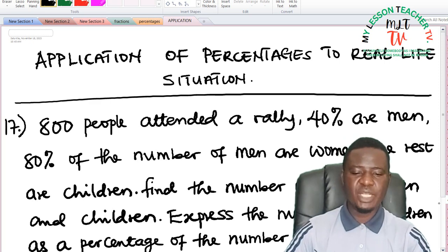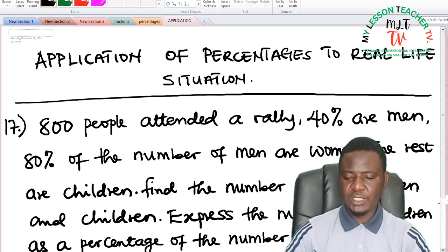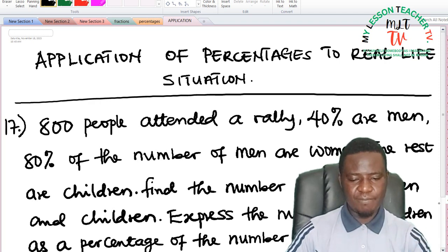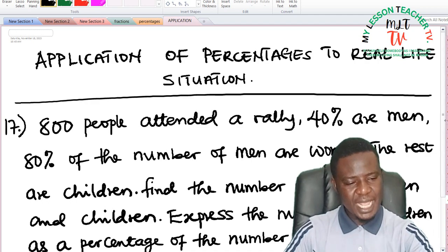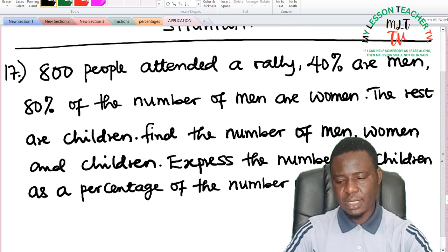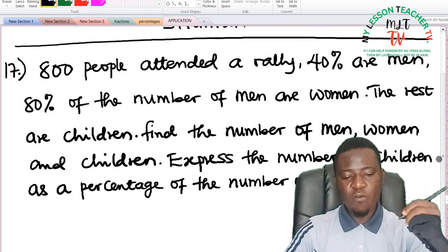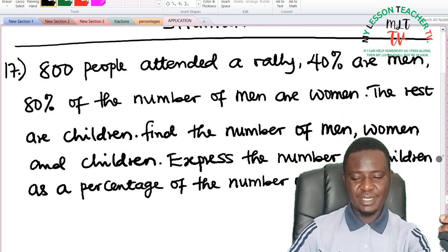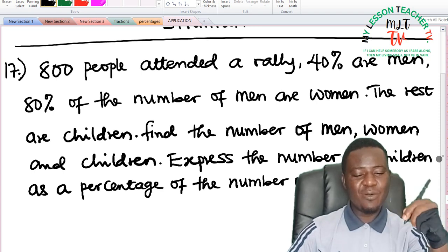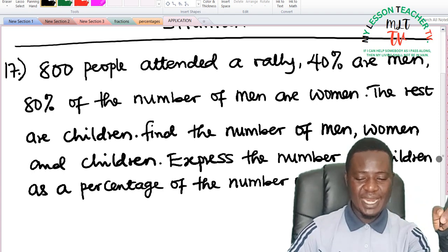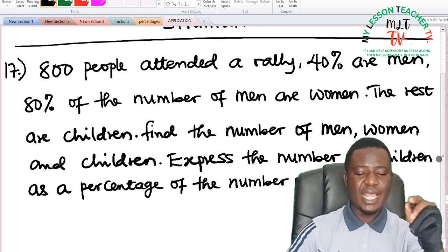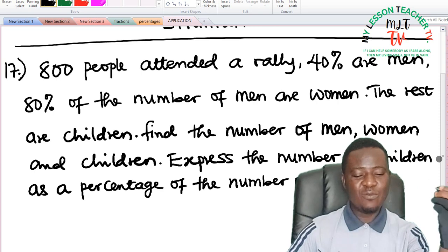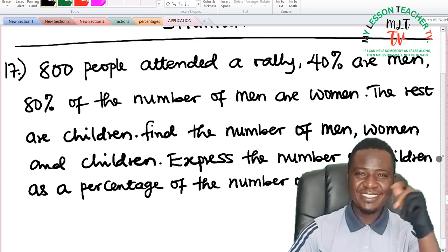Question 17 on application of percentages to real life situation reads that 800 people attended a rally. 40% are men. 80% of the number of men are women. The rest are children. We are to find the number of men, women, and children. Express the number of children as a percentage of the number of women.